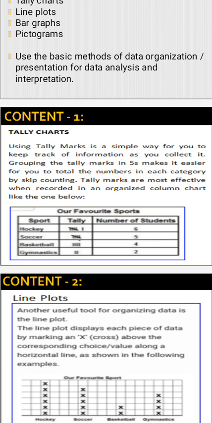Using tally marks is a simple way for you to keep track of information as you collect it. Grouping tally marks in fives makes it easier for you to total the numbers in each category by skip counting. Tally marks are most effective when recorded in an organized column chart like the one below. I remember I showed you something like this last week. That's the table you're seeing now, using a tally chart: our favorite sports.